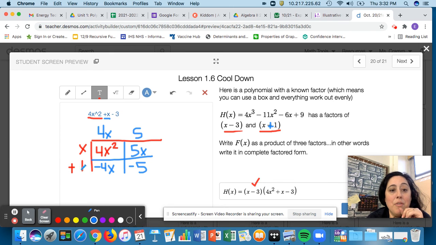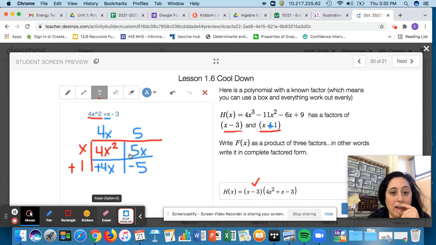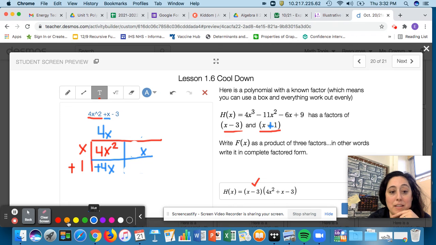So I have 1 times 4x, which is a positive 4x. And again, I want to get to a positive just 1x. So let me, actually, I don't know how to erase on this thing. Yes, I do. Here it is. Okay. All right, so I have a positive 4. I would need to take away 3 x's to get to that positive x. All right, so here I have a positive 3x, and x times 3 gives me 3x.